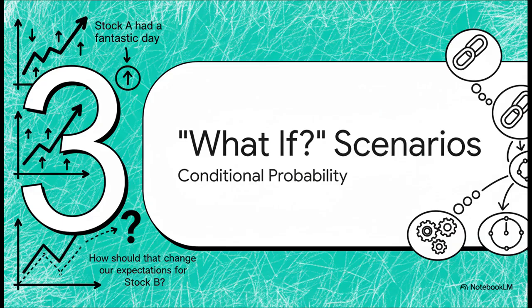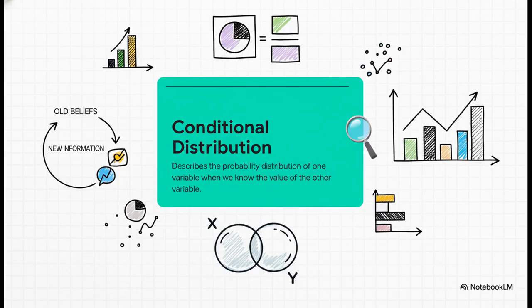All right, this is where things get really, really powerful. Now we can start asking those sophisticated what-if questions. Like, what if we wake up and we already know stock A had an awesome day? How should that new piece of information change what we expect from stock B? And this brings us to a super important concept, a conditional distribution. Now, that formula might look a little intimidating, but all it's really saying is that the probability of Y happening, given that we already know X happened, is just their joint probability divided by the probability of X. It's basically a way to update our odds with new intel.